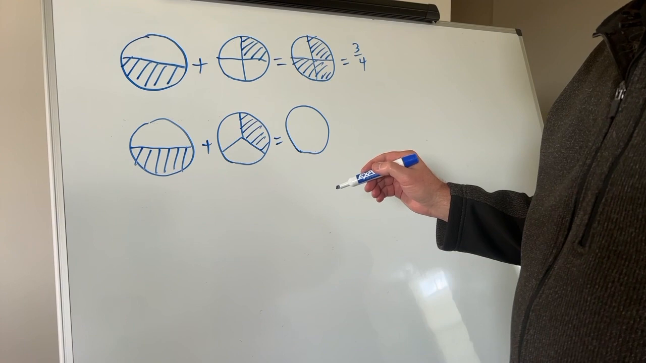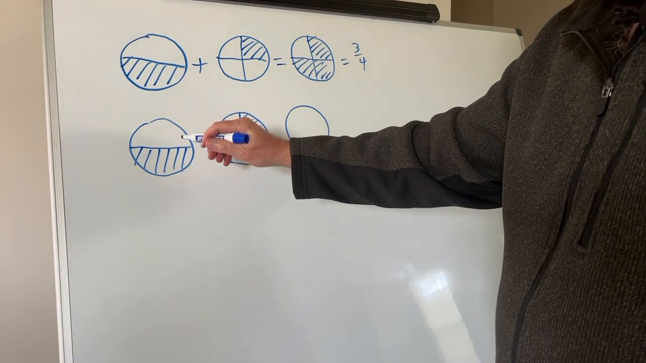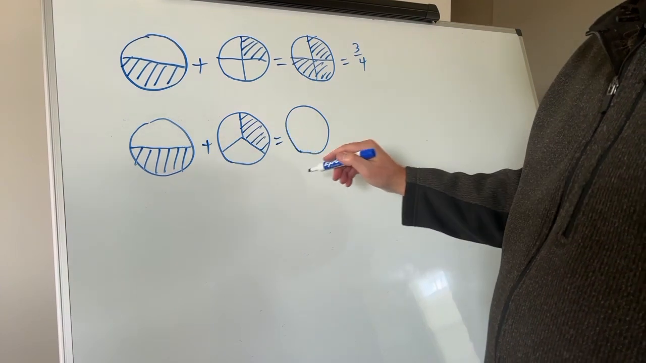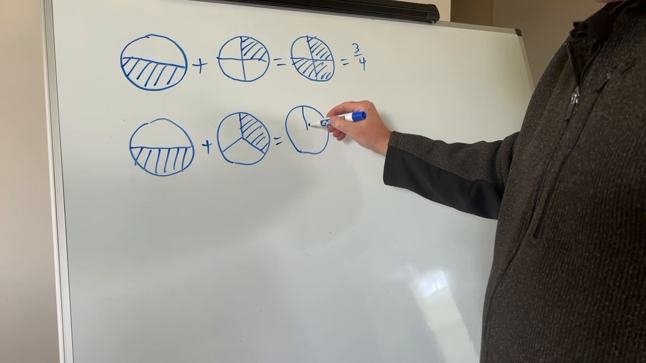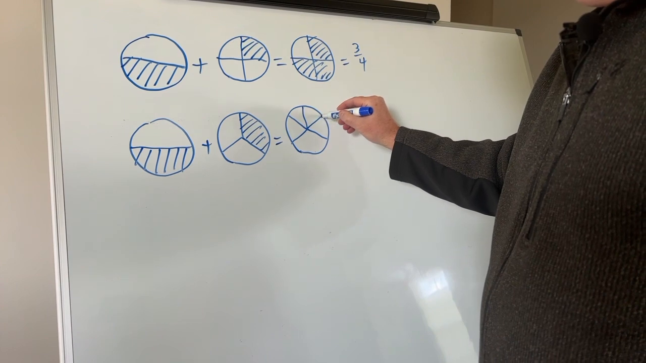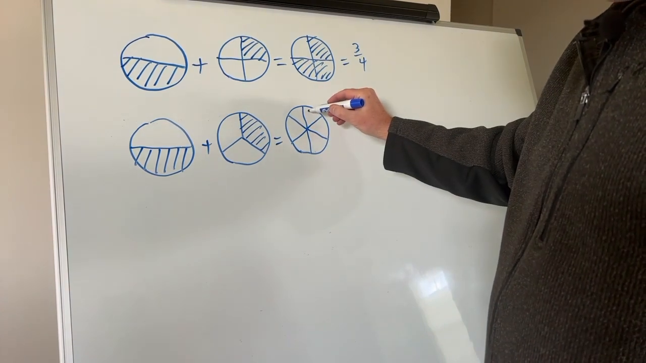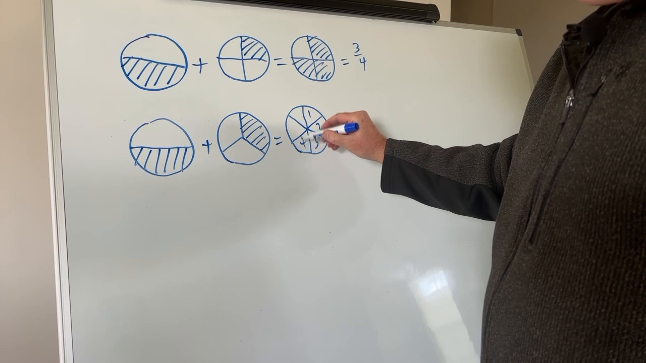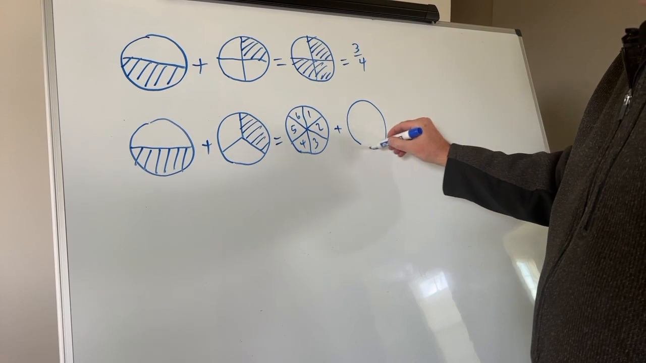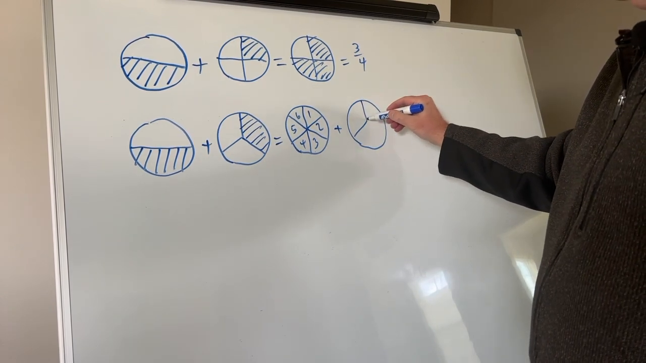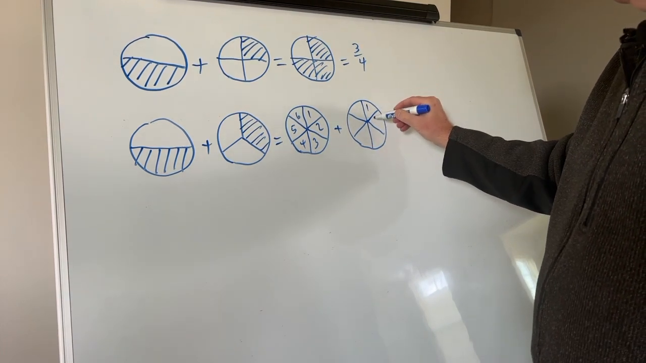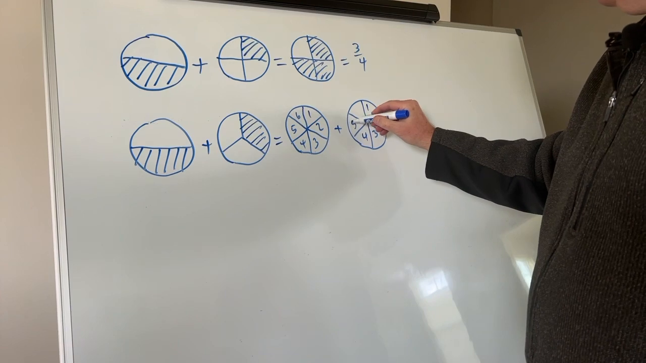So what we can do is either divide each half by 3, or in this circle, each 1/3 by a half. So what I'm going to do is divide each 1/3 by a half, and I'm going to get 6. So 1, 2, 3, 4, 5, 6. And then I'm going to add the other circle and do the same thing. 1, 2, 3, 4, 5, 6.